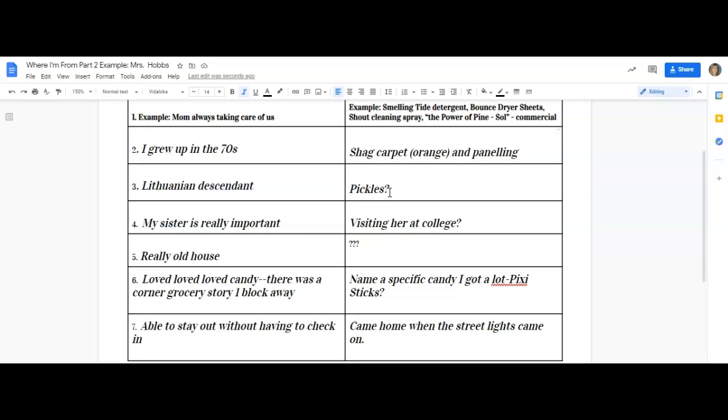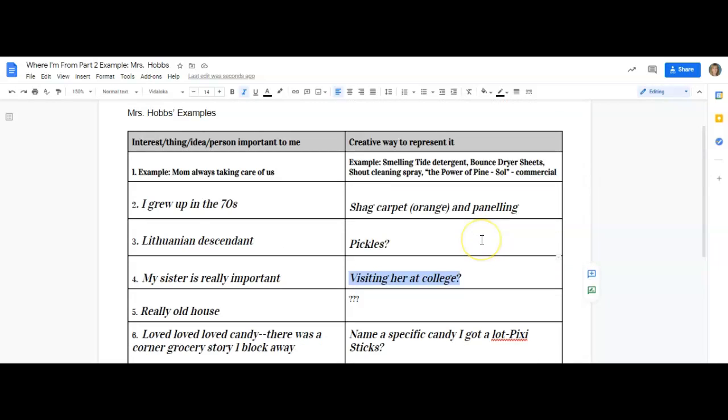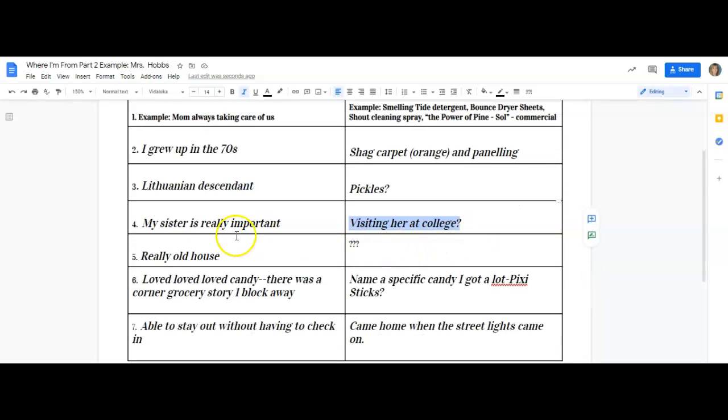I'm also thinking about there was a time that they had to sneak out of Lithuania because the people were not allowing the young people leaving their country when my grandmother left. And so that's a story that's told in my family over and over again. That might be something I'd want to put in there. My sister is super important to me, and I spent some time visiting her at college. I haven't quite figured out how to creatively represent that, but I have it down on my brainstorm sheet to try to come up with something.